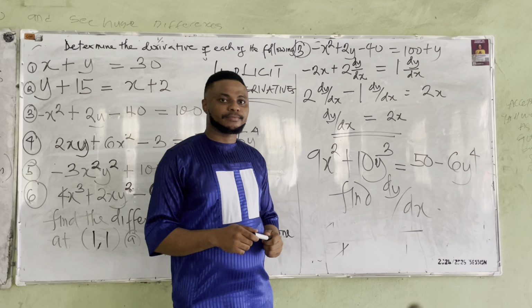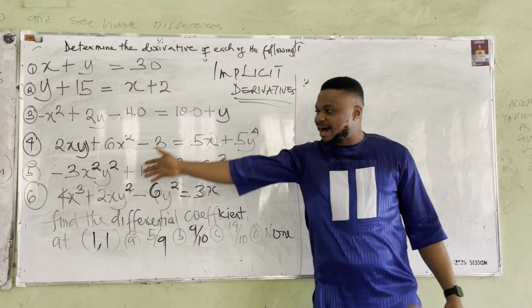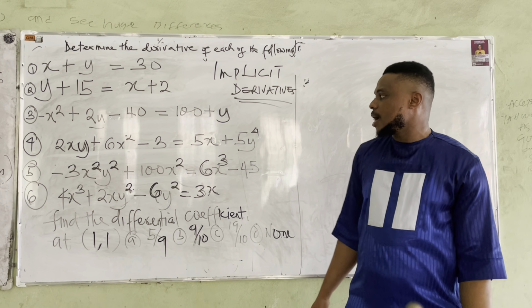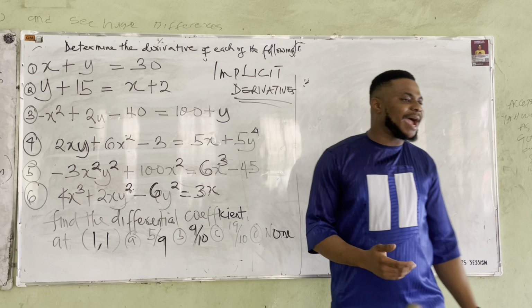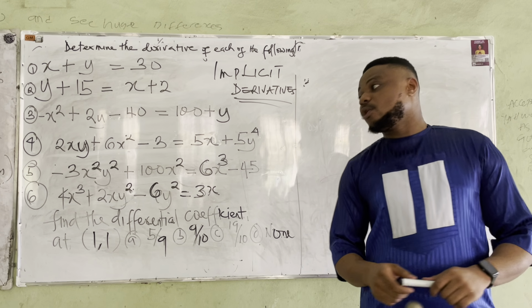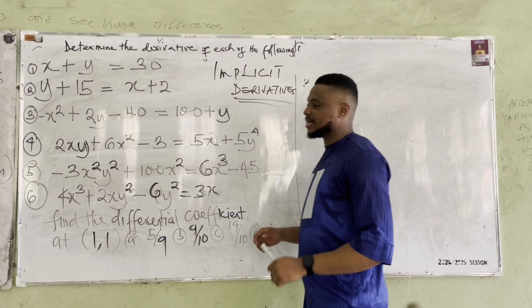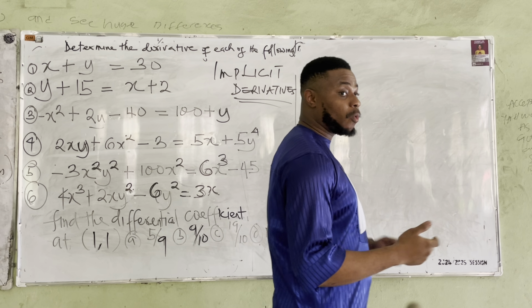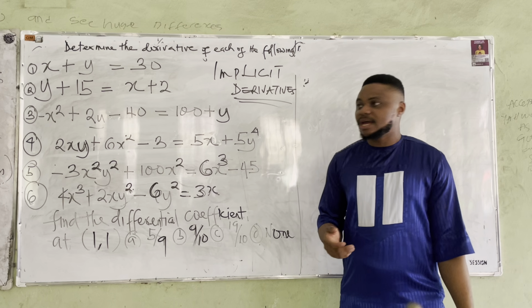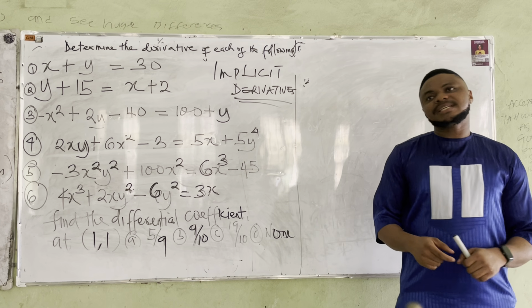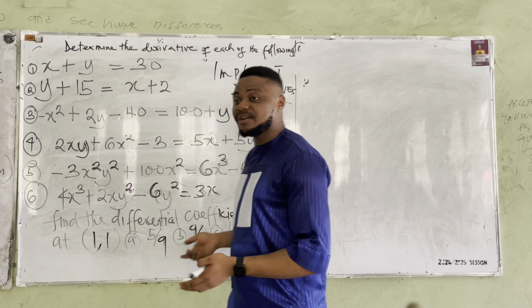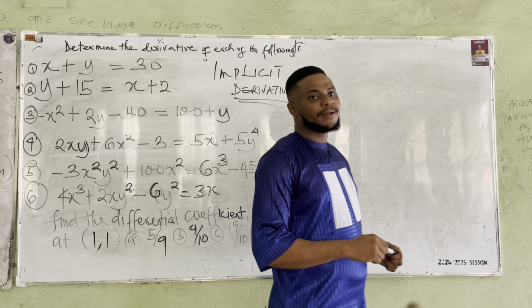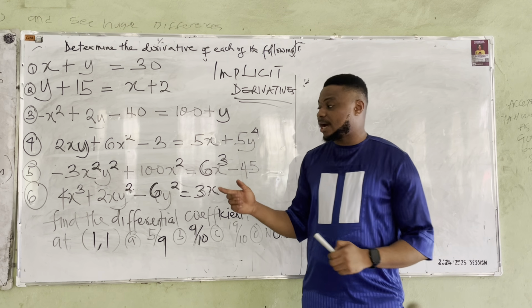All right, so we'll be looking at number 4. We have 2xy plus 6x squared minus 3 equals 5x plus 5y raised to power 4. Now if you look at number 4, you would realize that it's not like number 1, 2 and 3. It's not the norm. In fact, the one I told you guys to attempt is also not like it. What is the difference? The significant difference is that x and y are together.